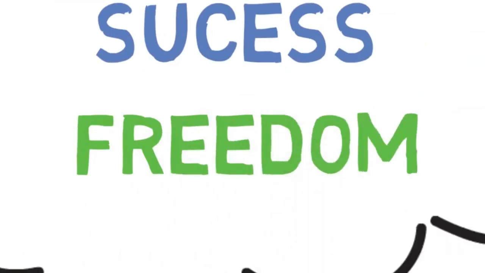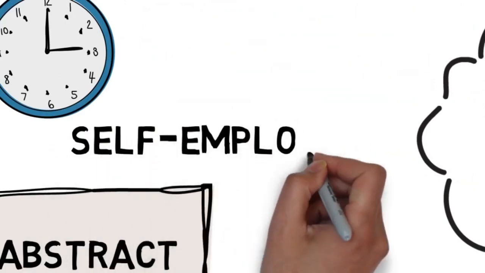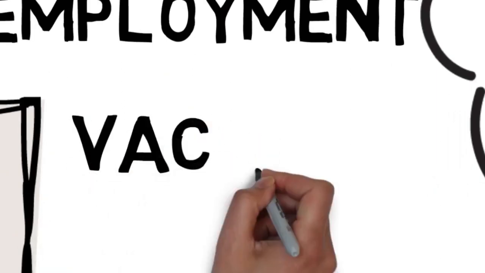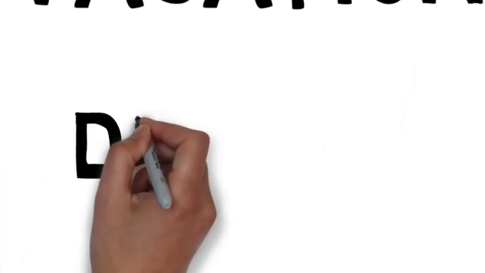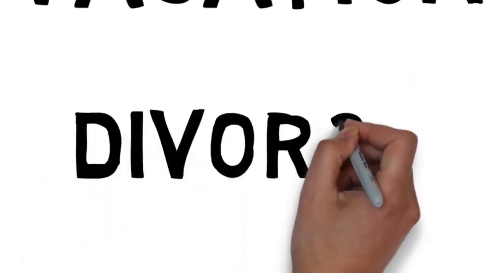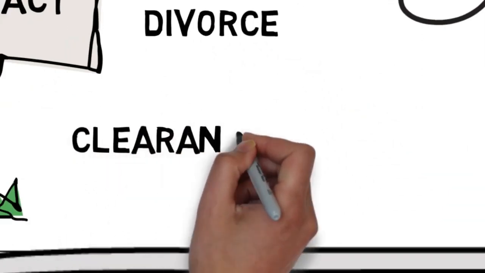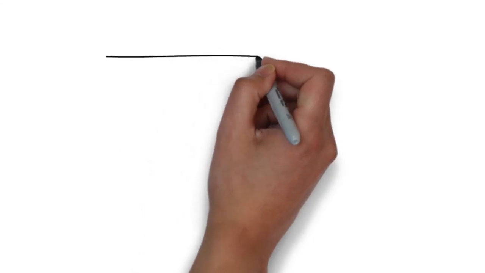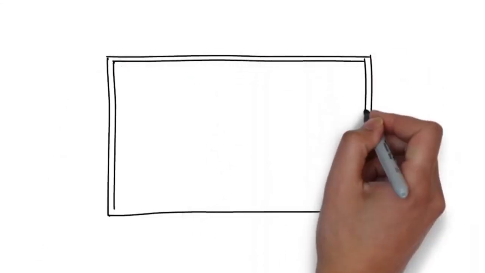Take freedom as an example. The word could be familiar to everyone, but when someone says, "I want freedom," this could refer to self-employment if he's annoyed at work. Vacation, when he gets exhausted in his workplace. Divorce, for unhappy marriages. Clearance of debts, for anyone overwhelmed by debts. And actually, one can think of many more meanings in different situations.